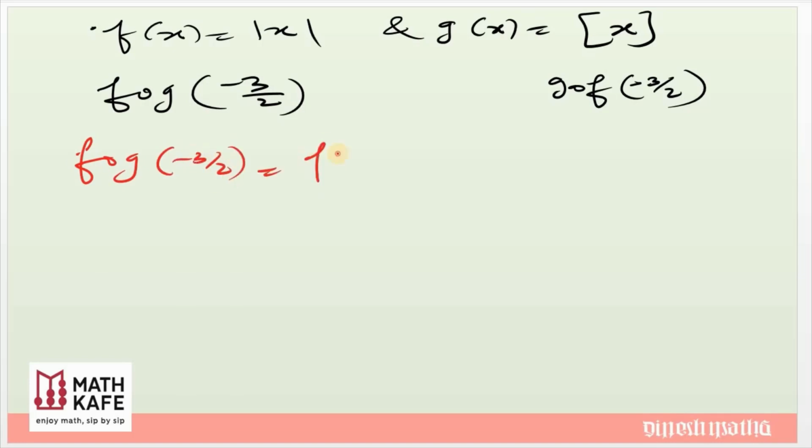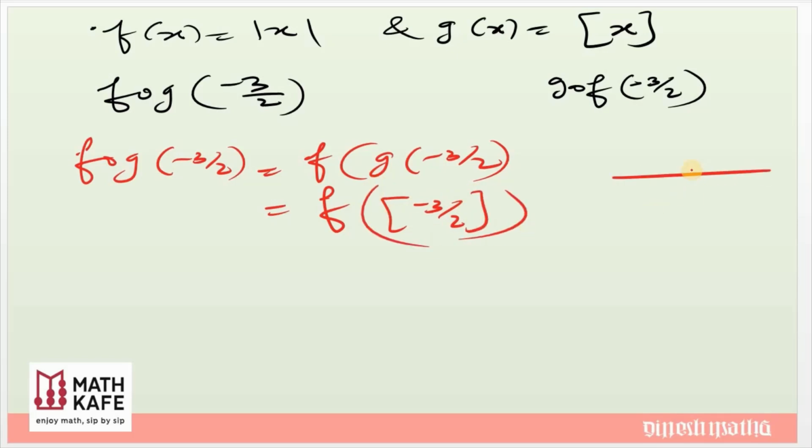This could be written as f of g of minus 3 by 2, and that will be the same as f of, what is g of minus 3 by 2? g of minus 3 by 2 means it will become f of the greatest integer part of negative 3 by 2. See, this is negative 3 by 2 and this side is negative 1 and negative 2. Clearly, the greatest integer which does not exceed negative 3 by 2 is negative 2. Hope you remember the greatest integer part idea. This will become f of negative 2.